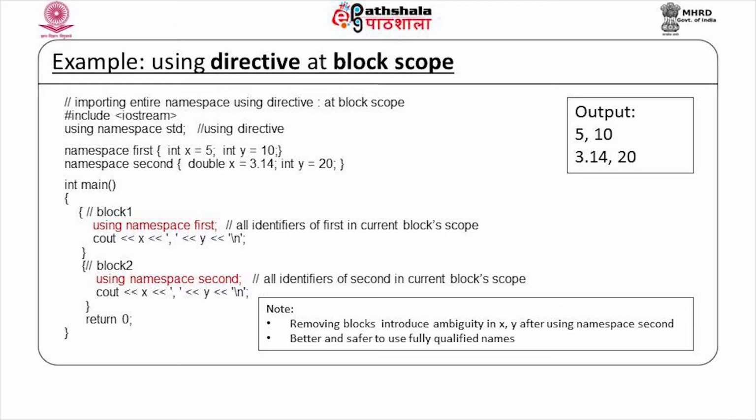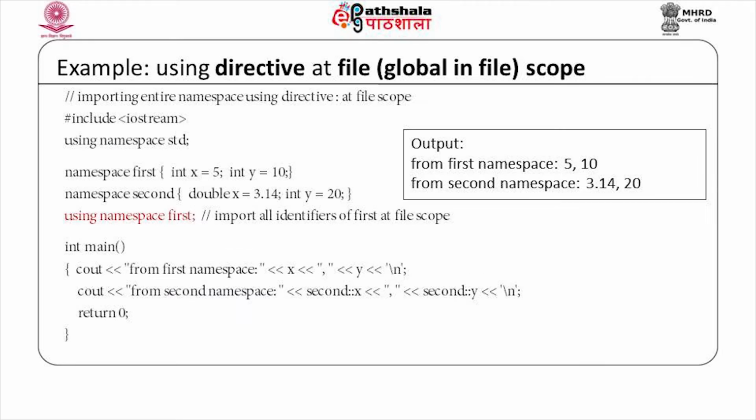In such a case, it is better and even safer to use fully qualified names, because even after using the directive, these fully qualified names are still available. Let us see now the using directive at file scope. Here by file scope, what we mean is, it is just like global, but within the file. That means it is not available in another file. We cannot use extern in another file to have these names from the namespace. If required, we can again use using namespace in the other file.